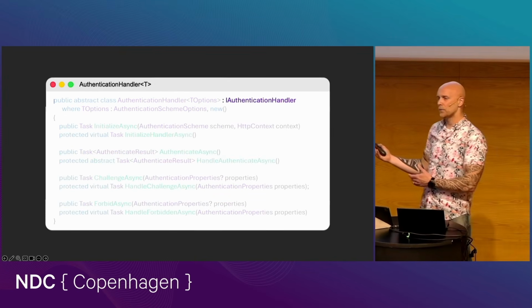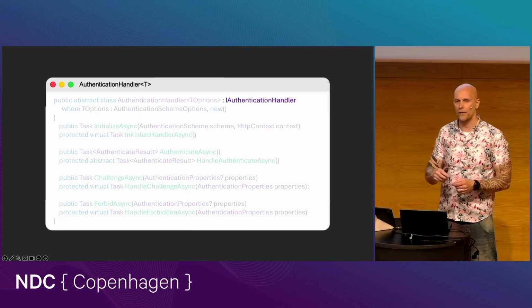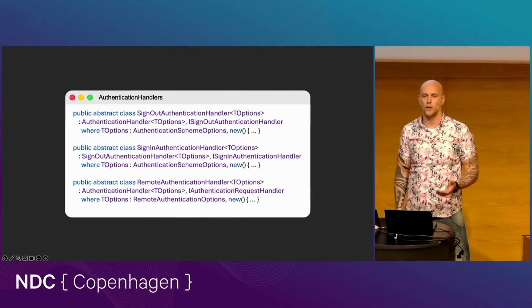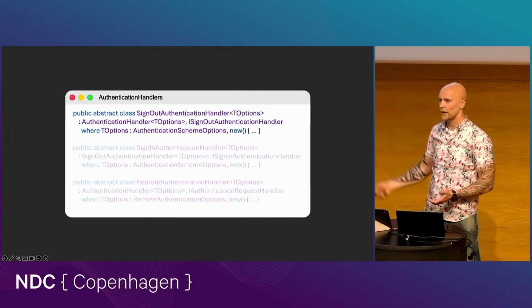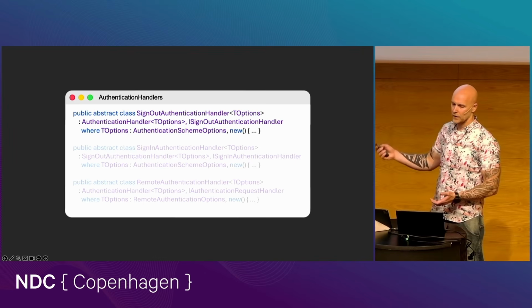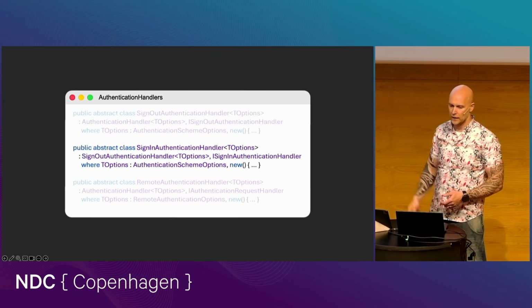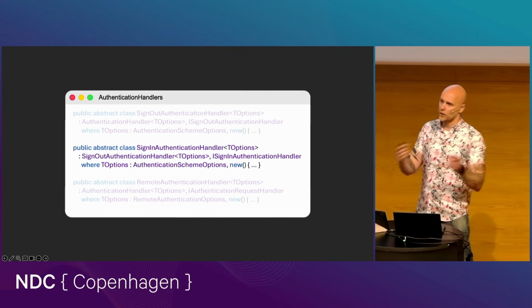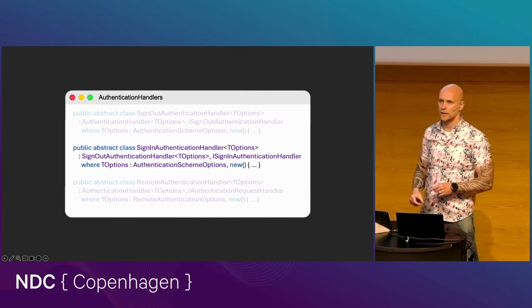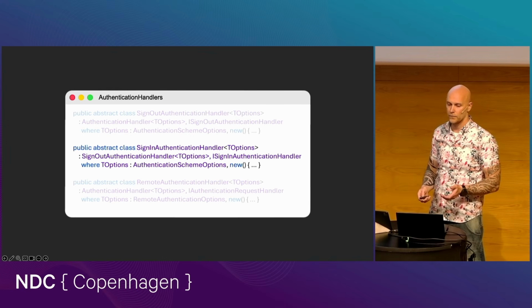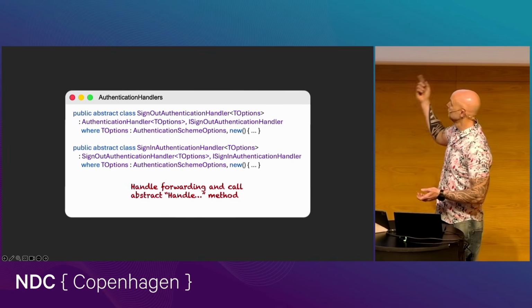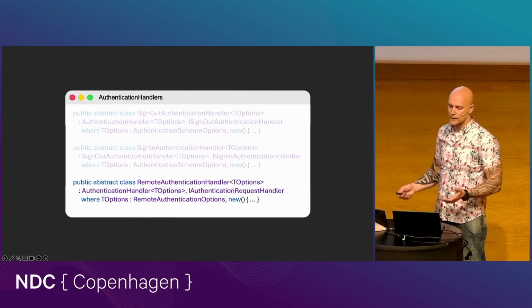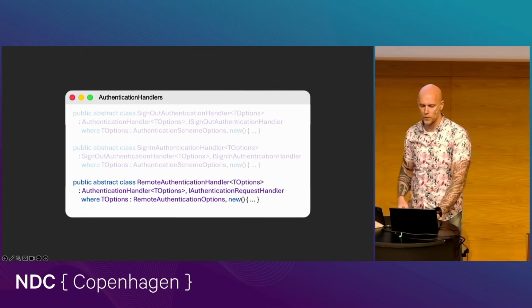Now, this only implements authentication handlers, so if you need anything else, Microsoft is obviously nice enough to say, hey, we have other things for you. So if you want to implement the sign-out handler, then there's a sign-out authentication handler of T options. There is a sign-in authentication handler of T options, and they're pretty much what you expect. It is the previous thing plus that extra method that gets added for that interface. That's it. And it does the forwarding for you, and then calls that handle method.